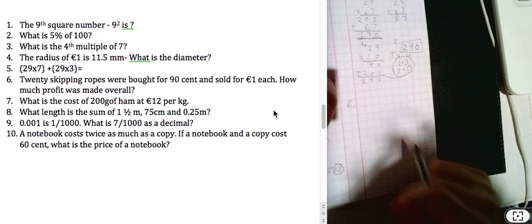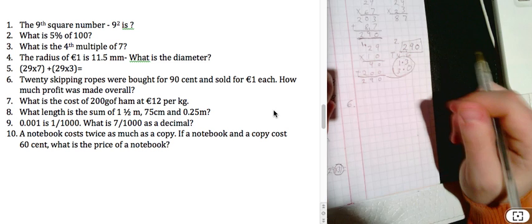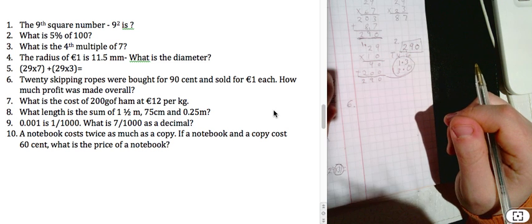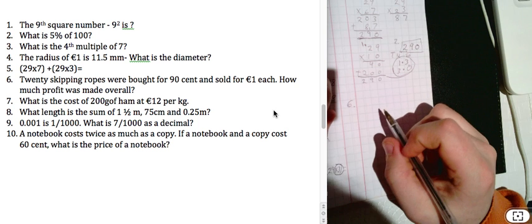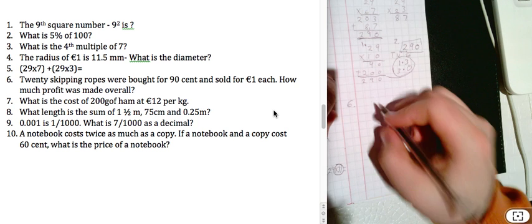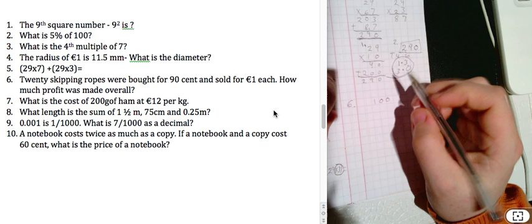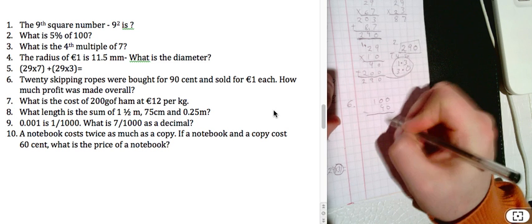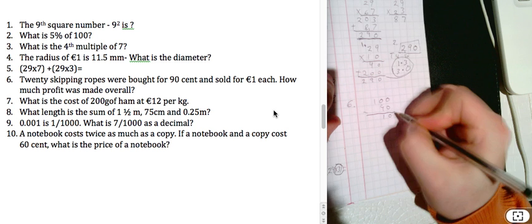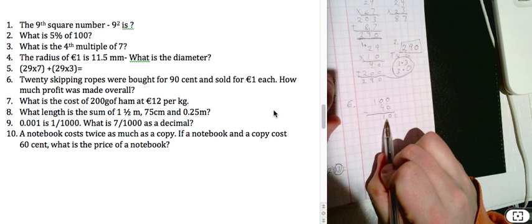Number 6, moving on. 20 skipping ropes were bought for 90 cents and sold for €1 each. How much profit was made overall? Well, okay, let's change it all to cents. €1, as we know, is 100 cents, and that's what the skipping ropes were sold for, but they were initially bought for 90. So if we take 90 away from 100, we'll find that the answer is 10. So 10 cents for each skipping rope.